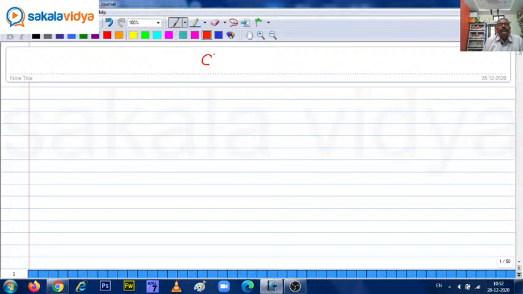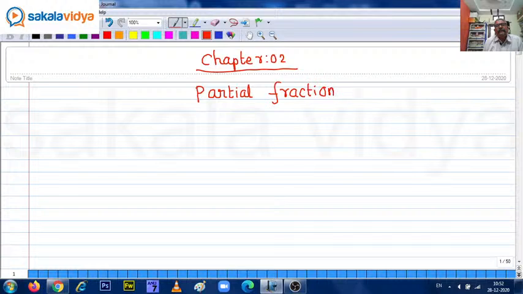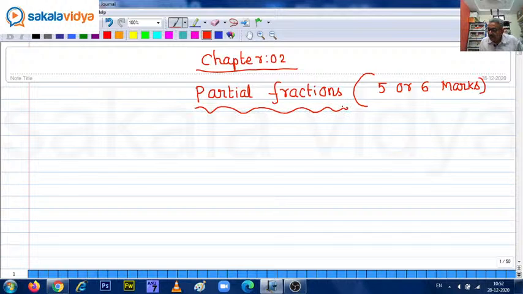This is chapter 2, partial fractions. Weightage is 5 or 6 marks. Okay. Definitely it will be started soon.